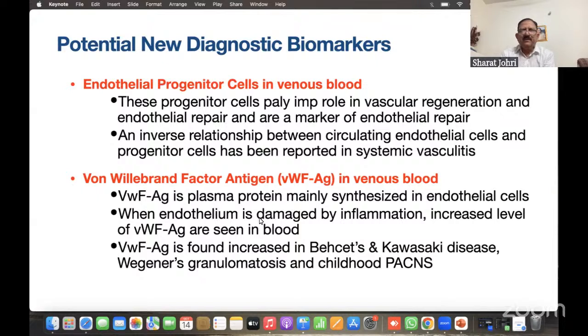So if circulating endothelial cells are increased, that means there is some damage to endothelial cells. These progenitor cells are reduced because they are trying to repair that wall. So these endothelial progenitor cells are decreased in venous blood.